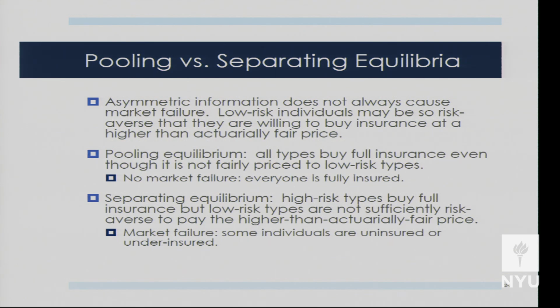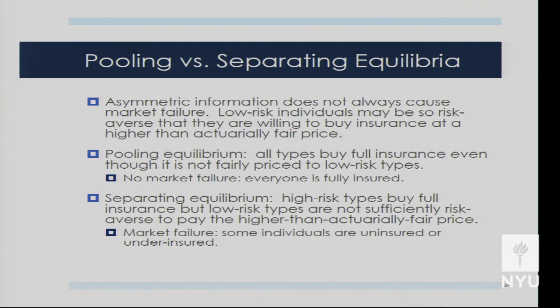There's another kind, what we just talked about before, a separating equilibrium, where the high-risk types are buying full insurance, but the low-risk types are not sufficiently risk-averse to want to pay the higher than actuarially fair price. So that's a situation where I keep bidding up the premiums and the lower-risk types keep dropping out, right? In the end, only one guy, the highest-risk type, is insured, everyone else is uninsured. That's market inefficient because people want insurance. There's a quantity gap, right?